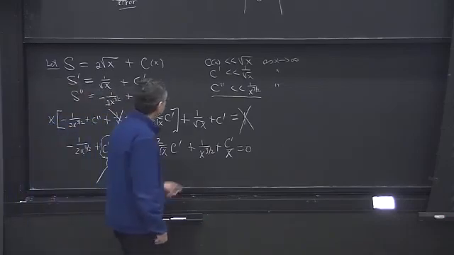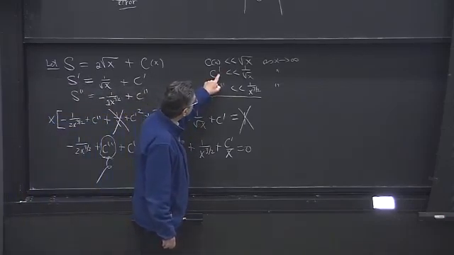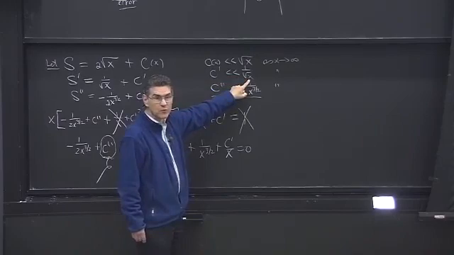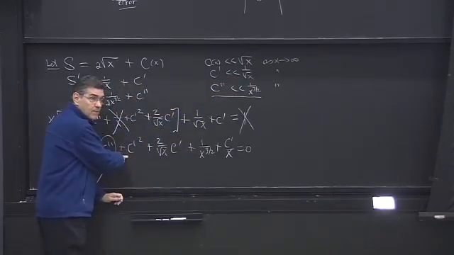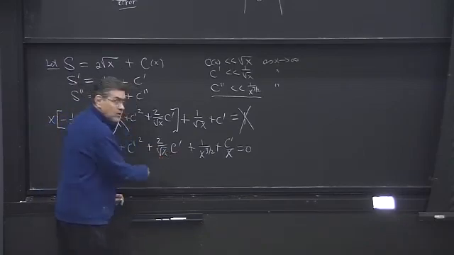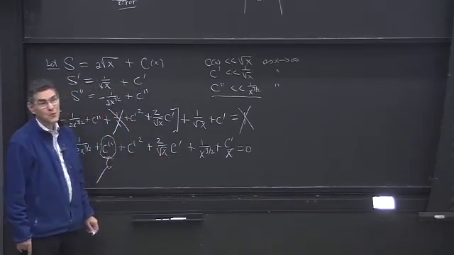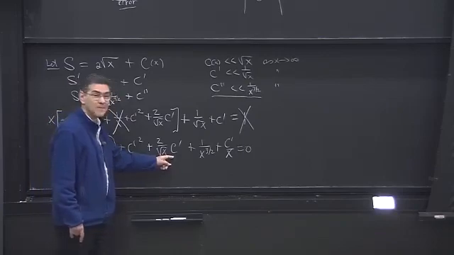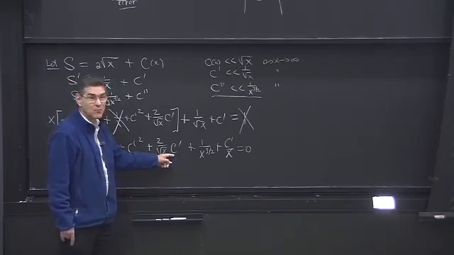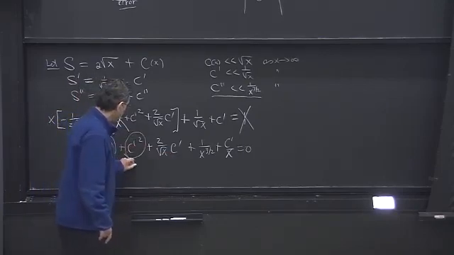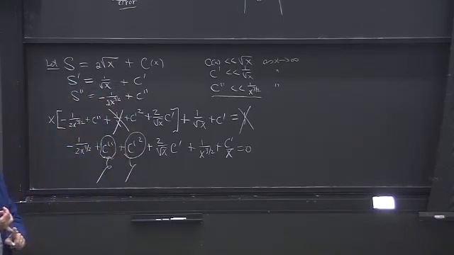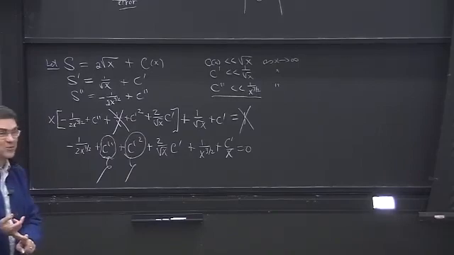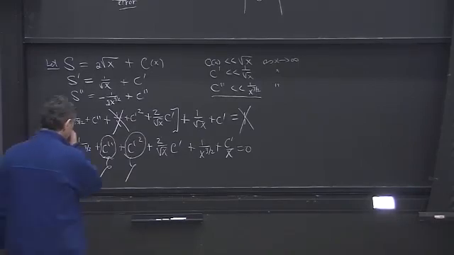Okay? However, we see that c prime is negligible compared with 1 over the square root of x. This is c prime times c prime. This is c prime times 1 over the square root of x. Which is more important? That term. That must be more important. So we throw away that term. Great. Now it's not only a first-order equation, it's a linear first-order equation. Okay? Now let's keep going.